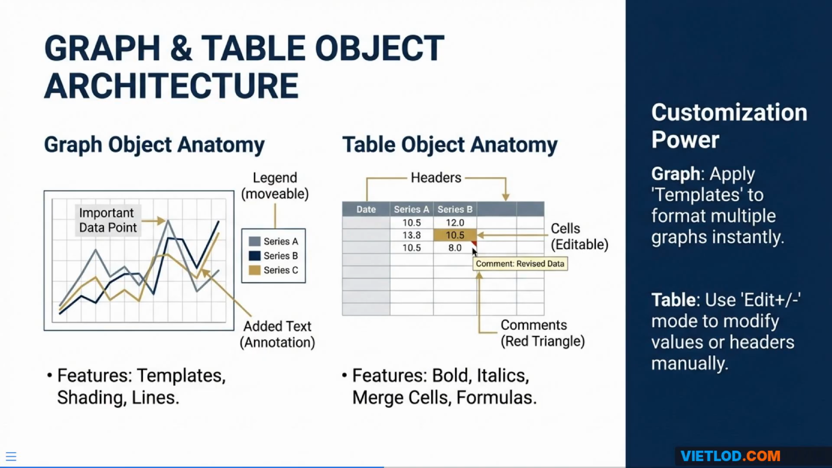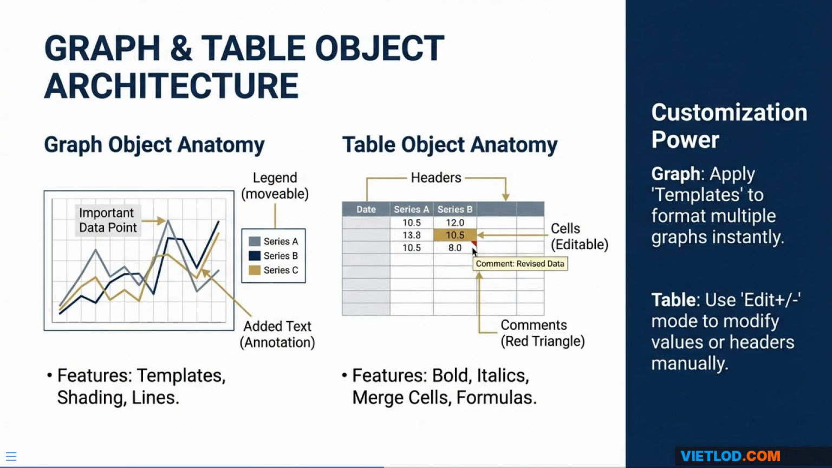This slide breaks down the key architectural elements of both graph and table objects within EViews, highlighting their extensive customization capabilities. For graph objects, you can see how flexible they are. The legend can be moved. You can add specific text annotations to highlight important data points or events. And there are features like templates, shading, and various line styles to control their appearance.